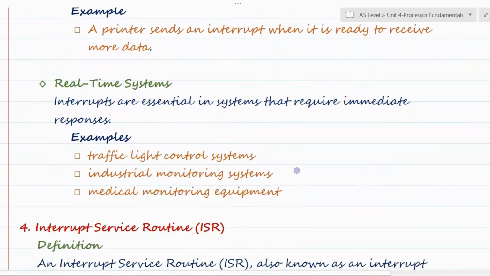Fourth application is real-time systems. Real-time systems require immediate responses. For example, a traffic light control system, an industrial monitoring system, or a medical monitoring system. In these systems, delays could lead to serious consequences, so interrupts are essential, right?